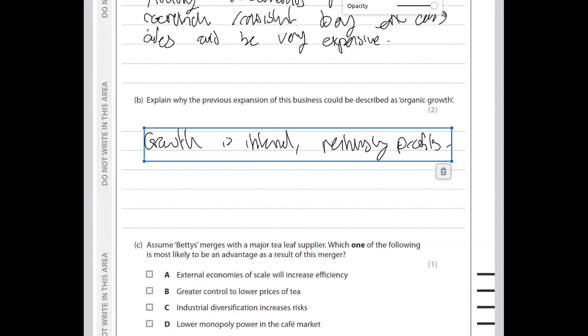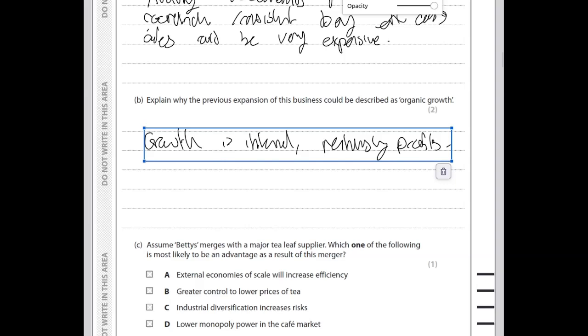5C says, assume Betty's merges with a major tea leaf supplier, which I think they have, don't they? Isn't it like Yorkshire Gold or something is tied with Betty's? Which of the following is most likely to be an advantage as a result of this merger? So we have, A, external economies of scale will increase efficiency.